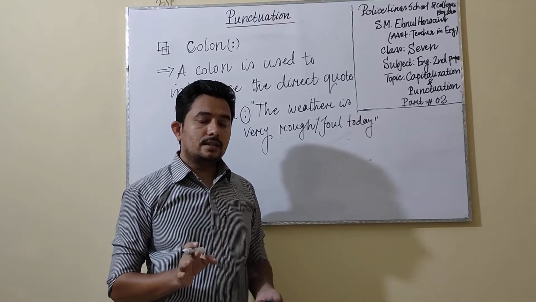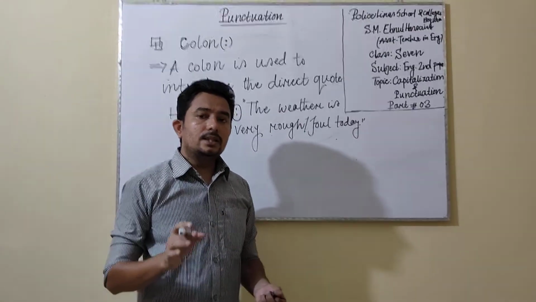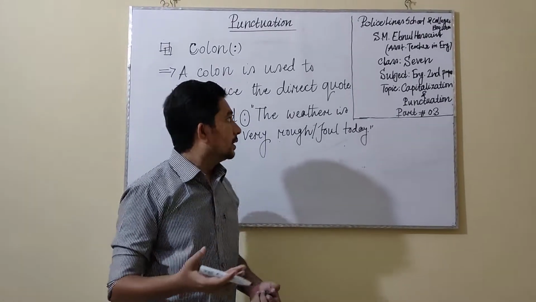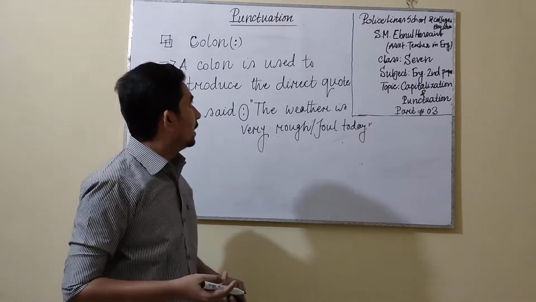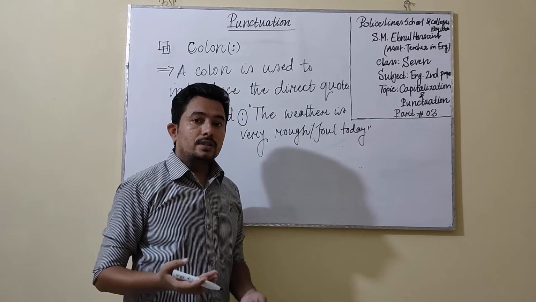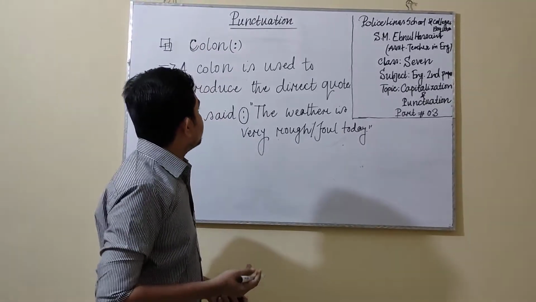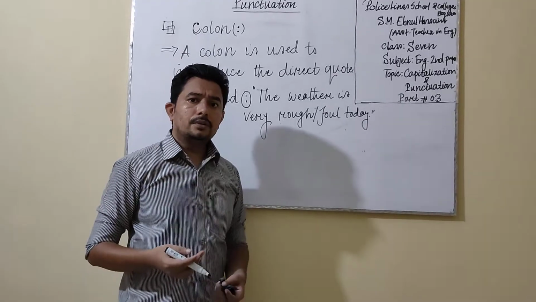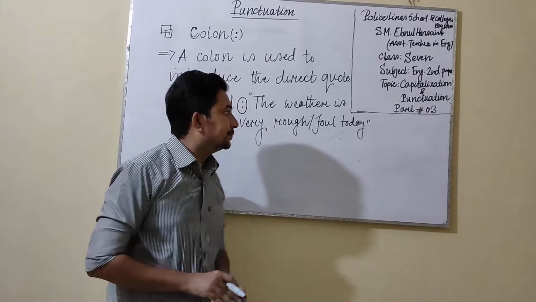The one use is to show the reader that a list or explanation follows. Another use is that a colon is used to introduce the direct quote. These are the major uses of colon. Now we are going to learn about semicolon.